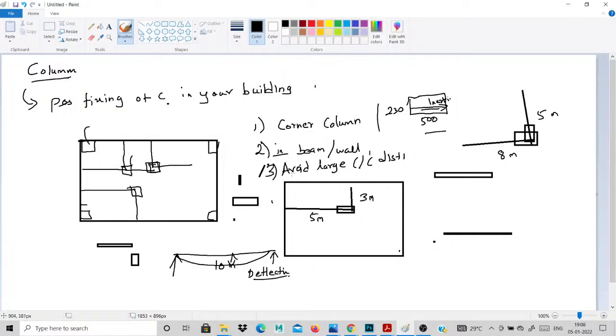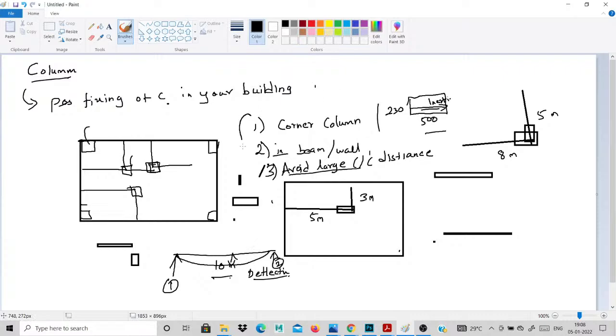Okay. The third point is to avoid the large center to center distance for your column. This is column 1, and this is column 2. If column 1 and column 2 are 10 meters apart, automatically deflection will be high and the bending will be high. So if I reduce my spacing, then automatically it will be reduced.